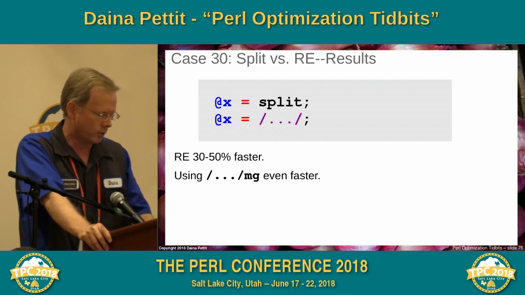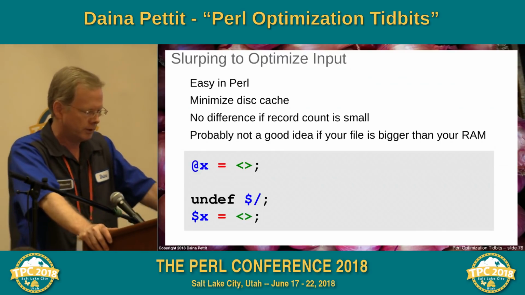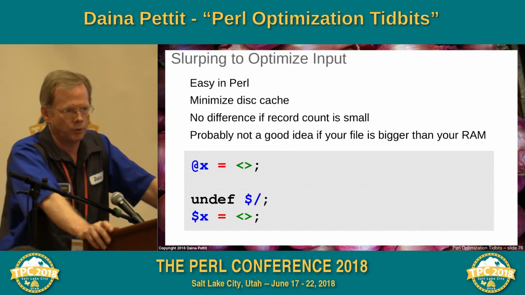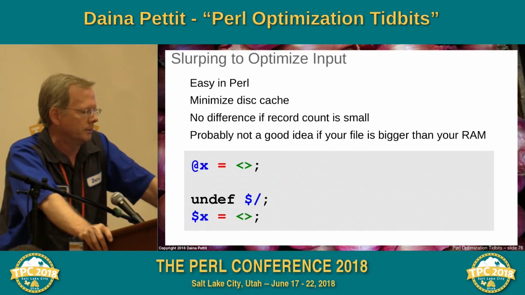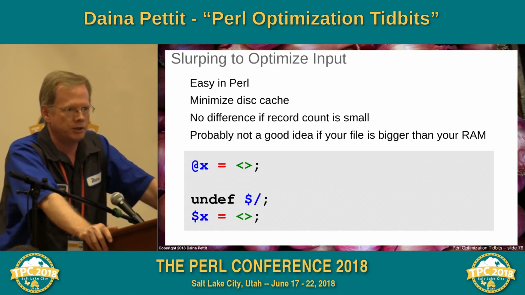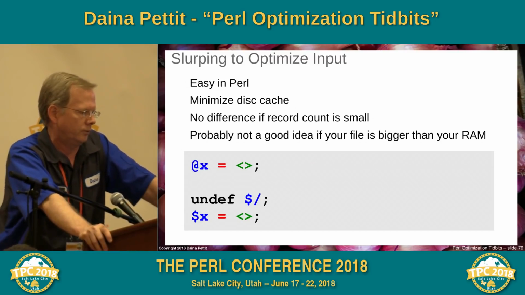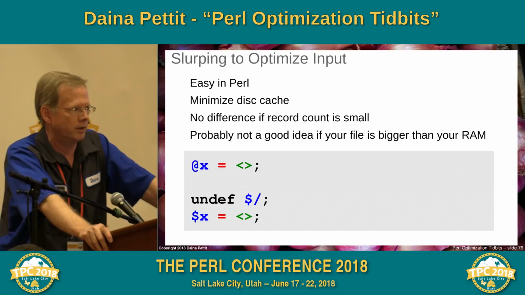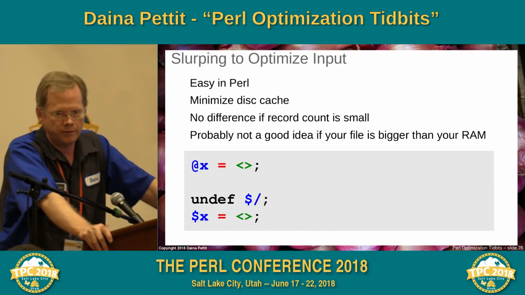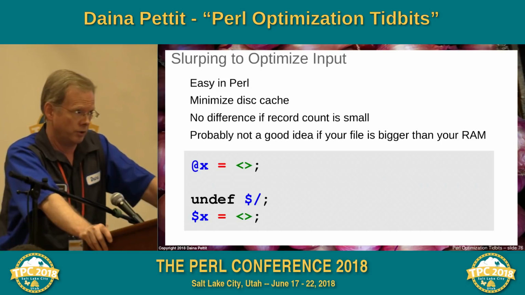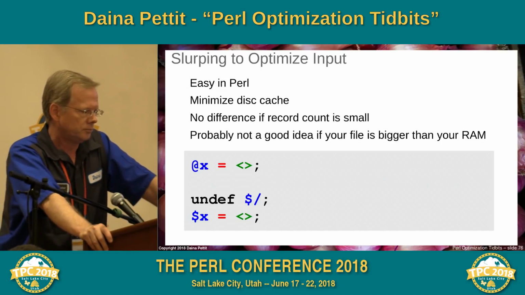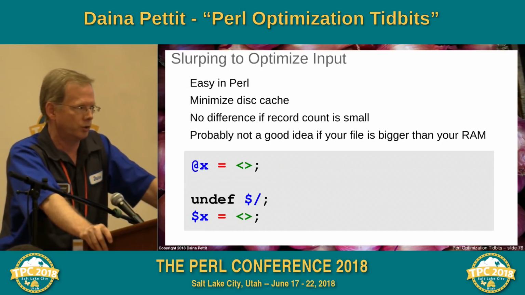One of the algorithmic solutions is to do slurping instead of record-based input. What this does is minimize our disk cache hits. Instead of hitting the disk or our disk cache every time we want to do a read, we only hit it once. If you have a small amount of data, like a file of 100 or even 1,000 lines, it probably won't make any difference. But if you have a 2 gigabyte log file that you're processing, it could make a big difference. But you need to make sure you don't overflow your RAM and end up going to swap.